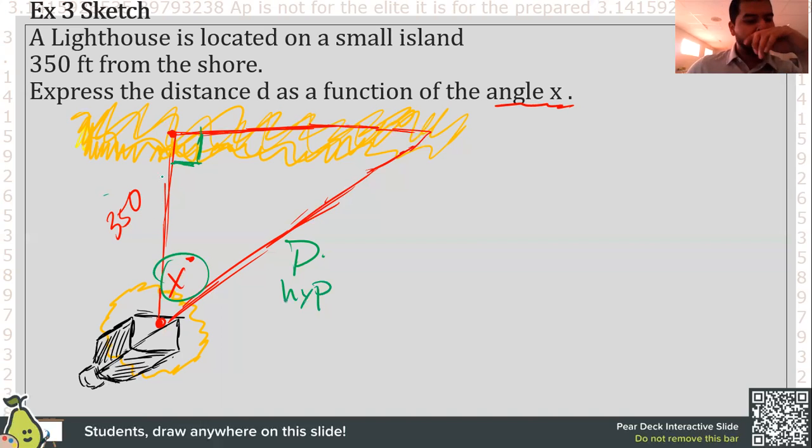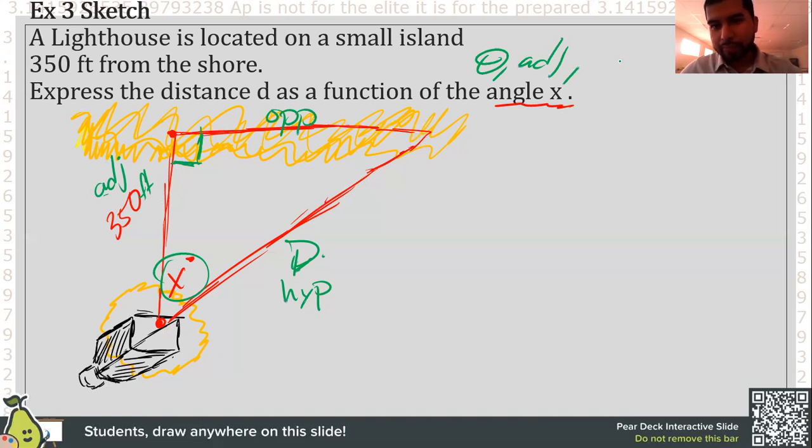And this right here, the 350 feet of distance. So this right here is my adjacent. This right here will be my opposite. And this d will be my distance. Okay. So the only option that I have, given that I only know my theta, I only know my adjacent, and I only know my height, my hypotenuse, I can only use cosine in this scenario.